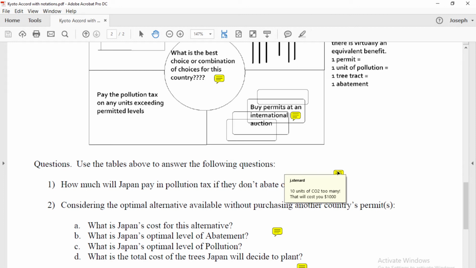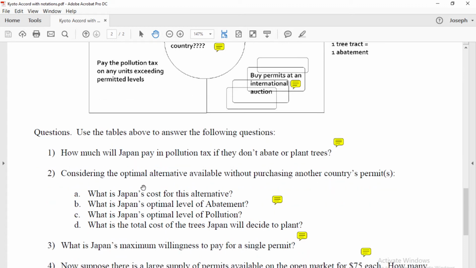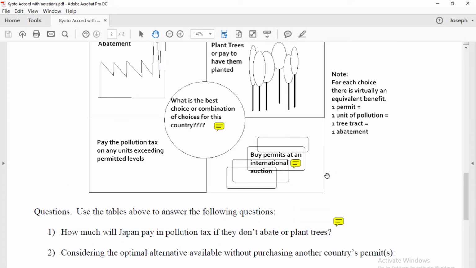So the answer to question 1 is $1,000. Question 2, considering the optimal alternative available without purchasing another country's permit. You say, what do you mean optimal alternative? And you say, here we have to go to where we get into the real thick of it. What should Japan do?